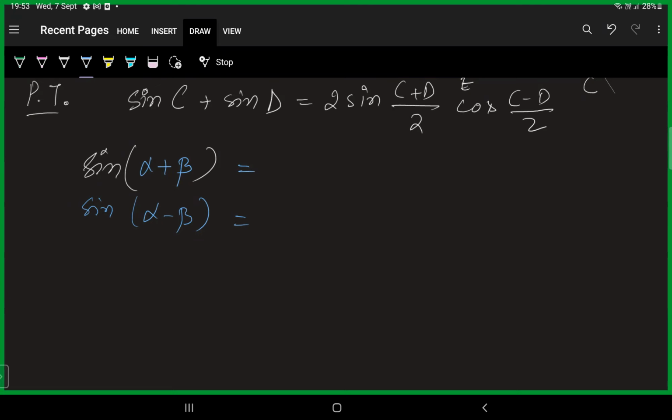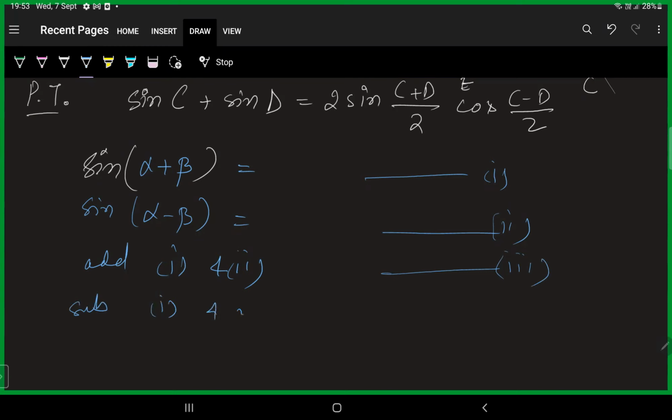Everyone did. Everyone is going to get sine alpha plus beta, sine alpha minus beta. Now add these two. Put this as number 1 and this as number 2. Now I'm saying add 1 and 2, and whatever you are getting, put the result as 3. Then subtract 1 and 2. Put that as 4.